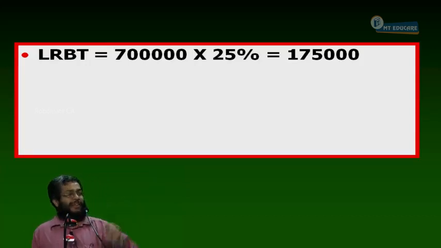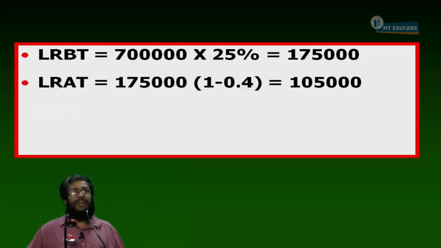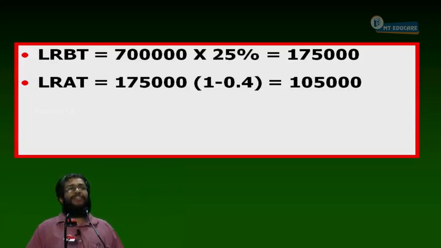When I pay 1,75,000, is my expense 1,75,000? No, I claim 40% on the tax. So next is lease rent after tax. Lease rent after tax is equal to 1,75,000 into (1 minus 0.4), which is 1,05,000. It is paid every year, for 5 years. So we use the annuity factor.